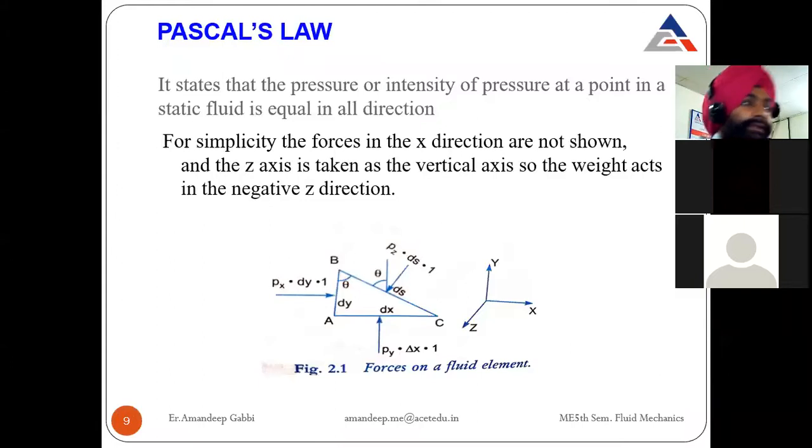Now, this is a very important law that we are going to start with. This is Pascal's law. It states that the pressure intensity remains the same in all directions. It states that the pressure, or intensity of pressure, at a point in a static fluid is equal in all directions. For simplicity, the force in the x direction is not shown, and the z axis is taken as the vertical axis so that weight acts in the negative z direction.